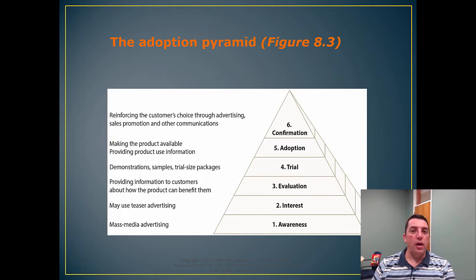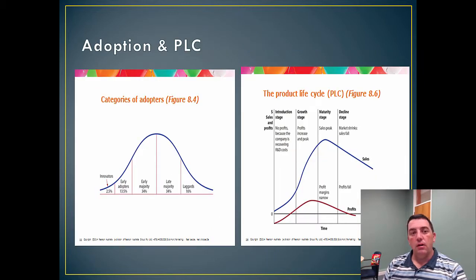One of the other theories we'll look at this week is the adoption pyramid, figure 8.3 in the textbook. And this talks about how someone adopts a product. So we look at how they generate awareness, interest, evaluation, trial, adoption, and confirmation. What this means, when you look at theories like this, is to understand how other parts of marketing theory and practice could relate to this, for example, advertising or consumer behavior, and what role they have to play in the adoption pyramid.